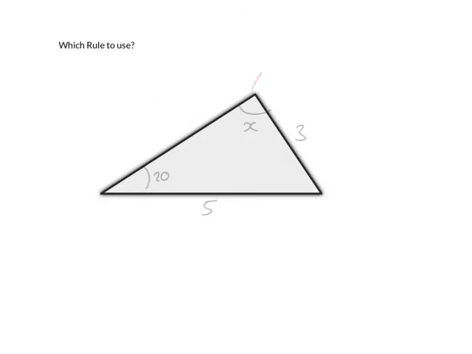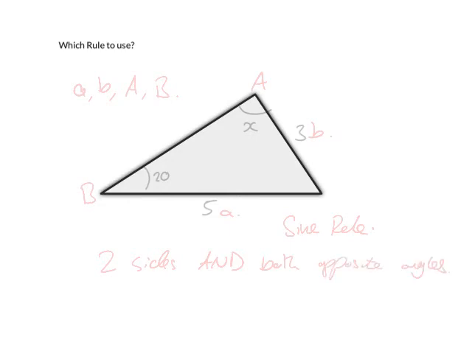Okay, new question. We're going to do the same thing, labeling the unknown as capital A in this case because it's an angle, the opposite side a, and then B and b for the other angle and the opposite side. So we see this pattern of a, A, b, B. Opposite sides, those are the things that the sine rule likes. Two pairs of opposite sides. So two sides and both opposite angles. That's what makes you spot a sine rule problem.